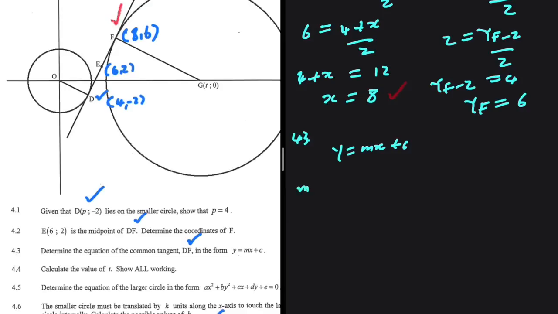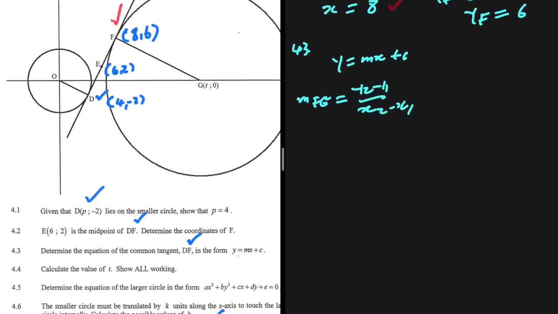So let's find the gradient of FE. As all the coordinates are positive, they're easier to navigate. So y2 minus y1 divided by x2 minus x1. The y coordinate of F is 6, minus the y coordinate of E, which is 2, divided by the x coordinate of F, 8, minus that of E, 6. 6 minus 2 is 4. 8 minus 6 is 2. 4 divided by 2 is 2.